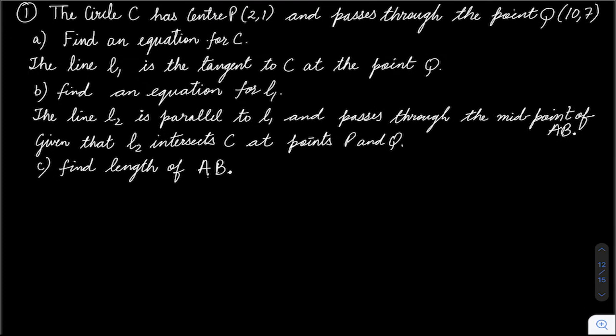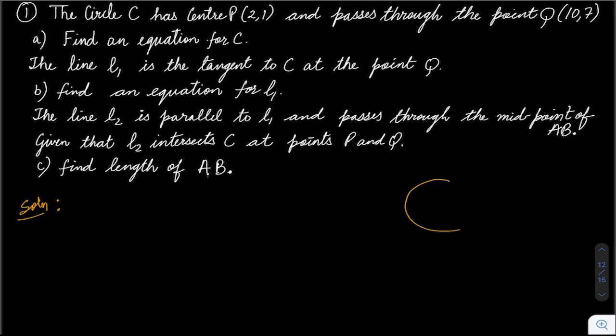So this is our first question. A circle is given with center P and passes through point Q. You have to find the equation for the circle.